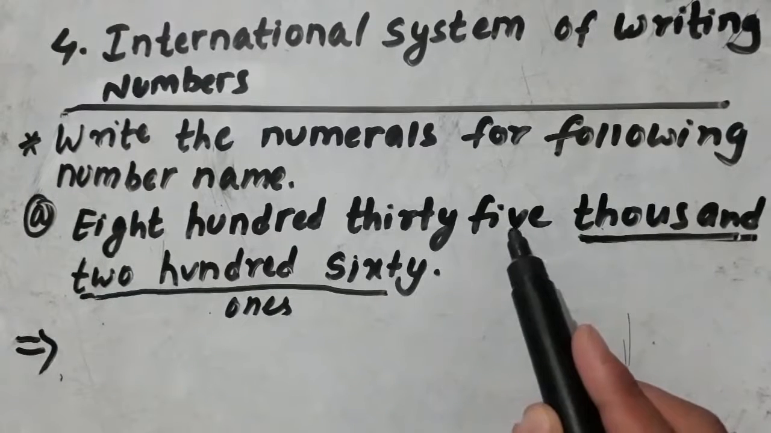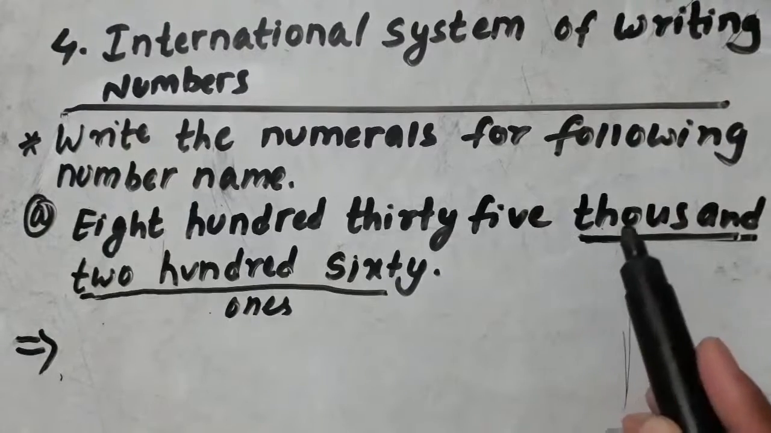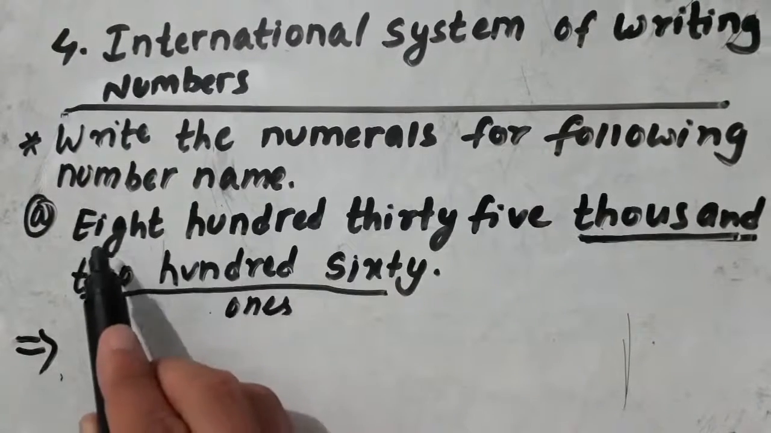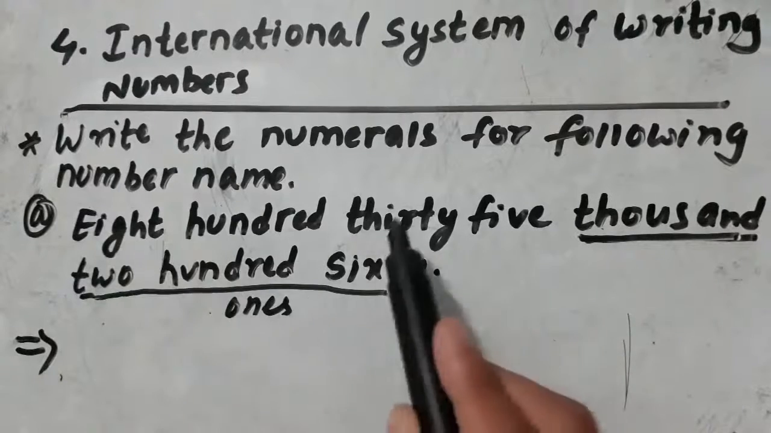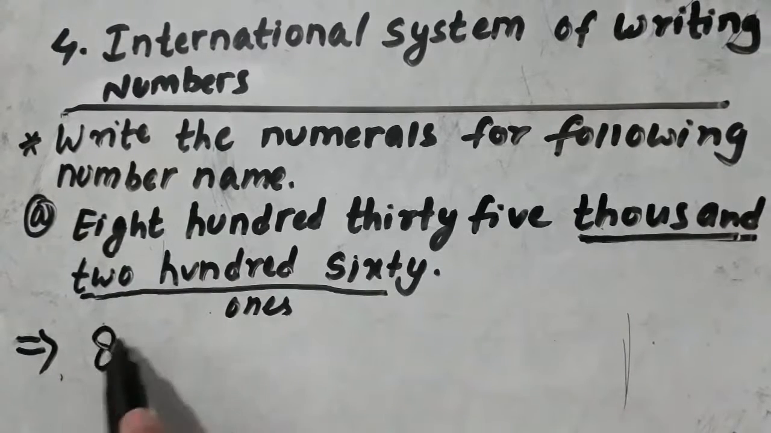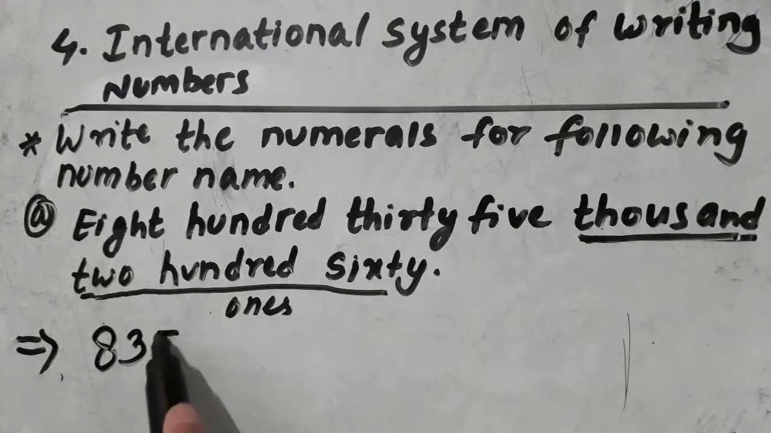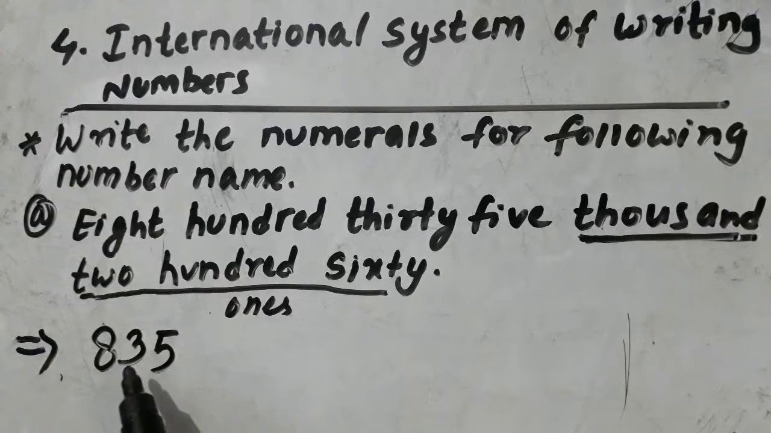835. So students, thousand भन्दा हामीले अगाडि हेर्यौं भने त्यहाँ 835 रहेको छ. 835 अर्थात 835.